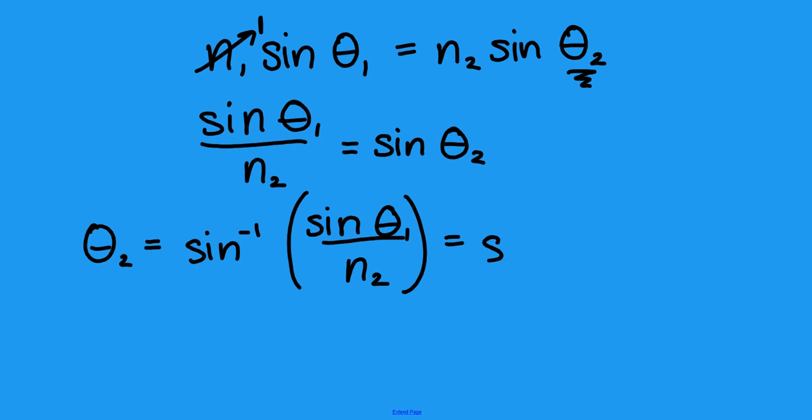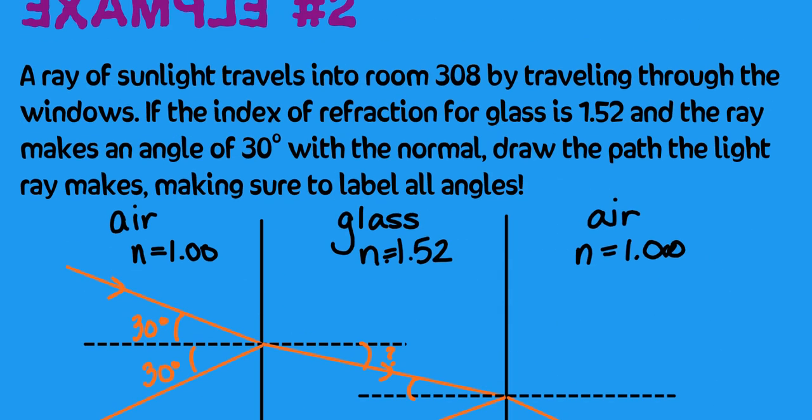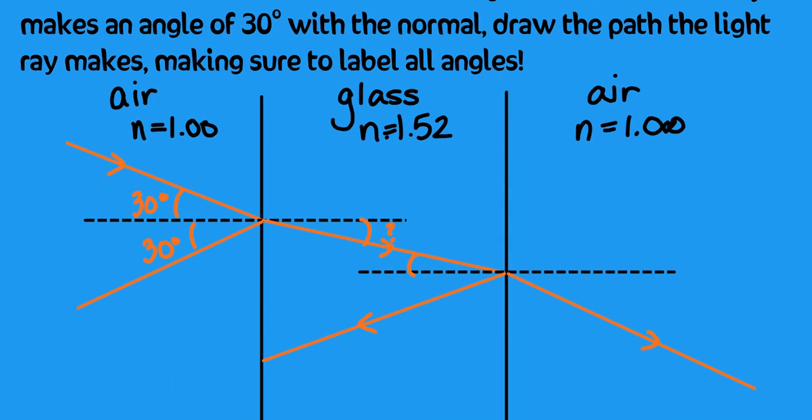Now I get to plug some numbers in. So I'm doing the inverse sine of the sine of 30 degrees divided by 1.52. Making sure that your calculator is in degree mode is really important here, as I mentioned before. When you plug those values into your calculator, you should get 19.2 degrees. That makes sense because that angle is smaller than 30 degrees, and we know that light bends toward the normal as it's going from a lower to a higher index of refraction. So now I can mark the 19.2 degrees in here.